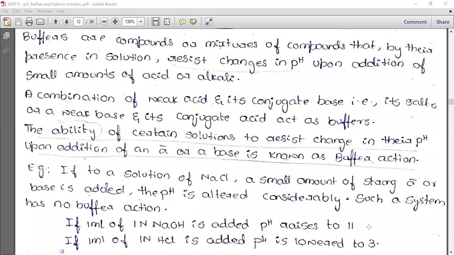What would happen to pH? Anyone? 200 ml of HCl, which had a pH of 1. I'm adding 50 ml of NaOH. What would happen to pH now? Am I audible? Slightly decreases. Slightly? Decreases. Decrease in what?